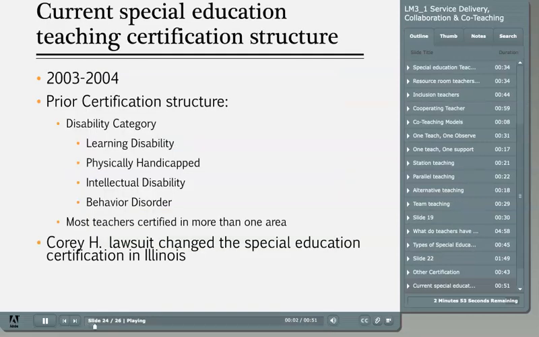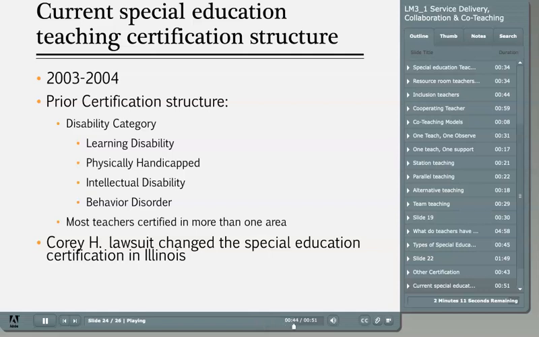The current special education teaching certification structure is relatively new. It's been with us since about 2003 and 2004. These were the transition years. Prior to that, Illinois certified its special educators by disability category. For instance, one could earn a certificate in learning disability, physical handicap, intellectual disability, and behavior disorders. Most special education teachers in this prior era were certified in more than one disability area, but were not certified in all of the disability areas.